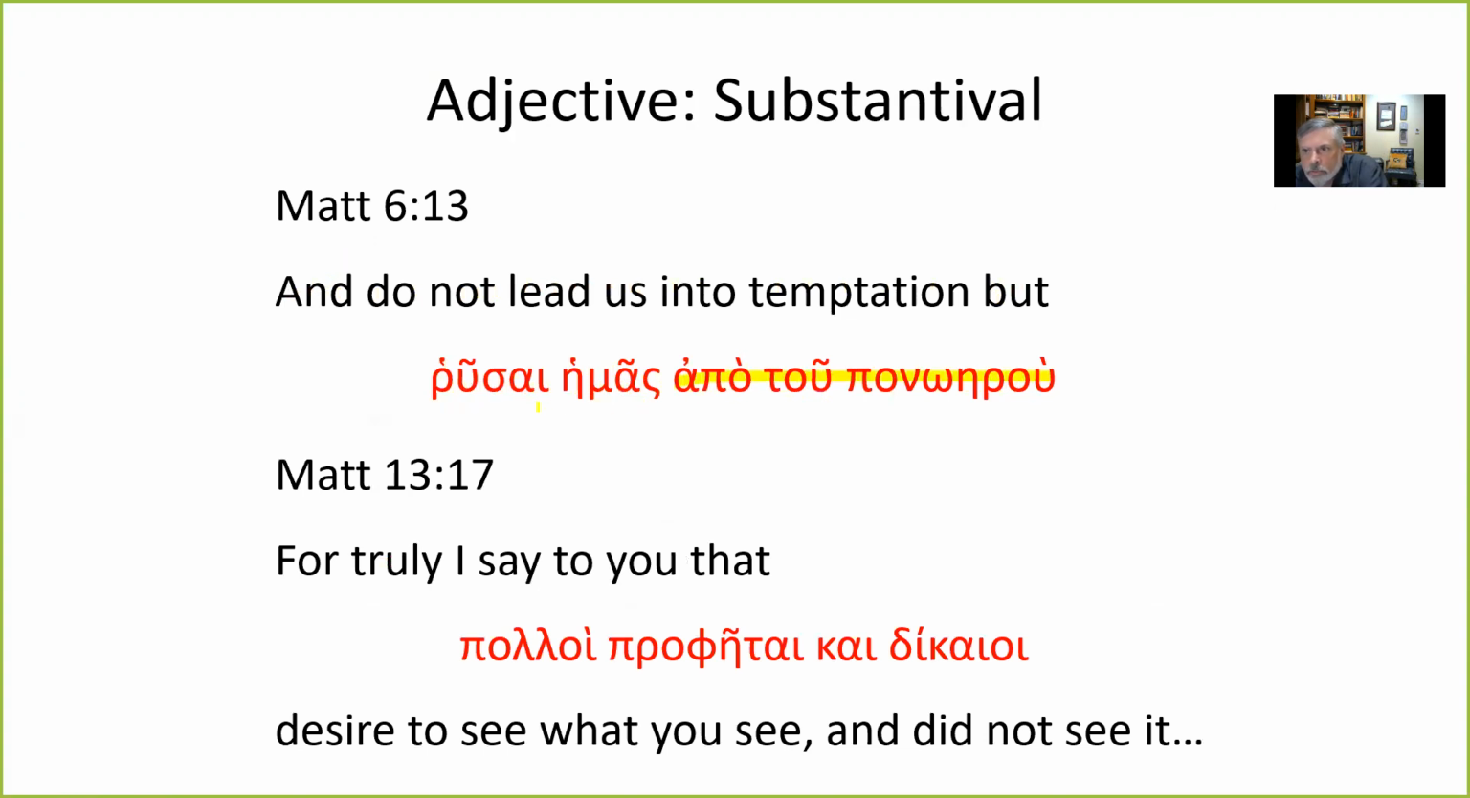And so we say, do not lead us into temptation, but deliver us, apo, from, because functioning in the genitive, from what? From evil. Well, here's the problem. King James translates from evil. And the idea there is that it's from evil in general. But it's functioning as the object of the preposition.